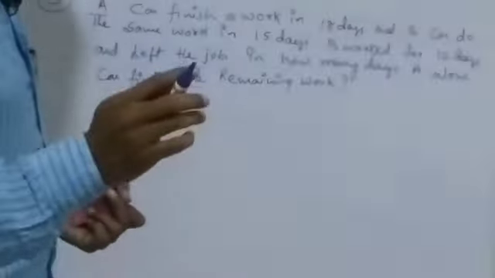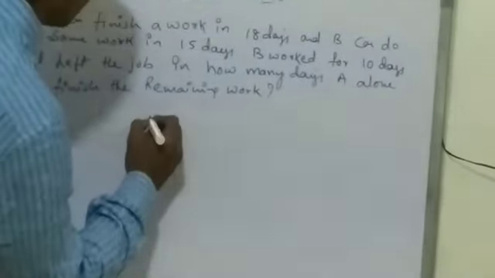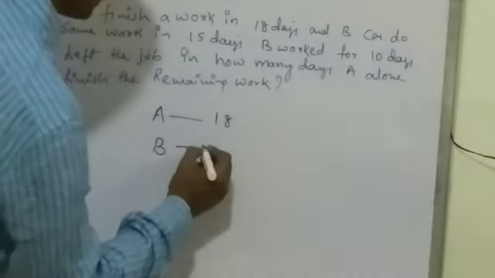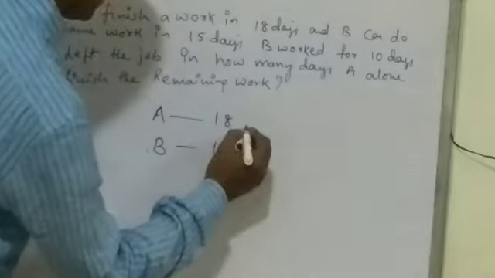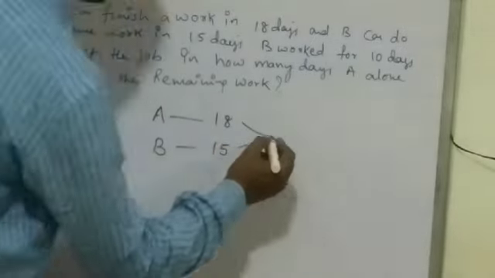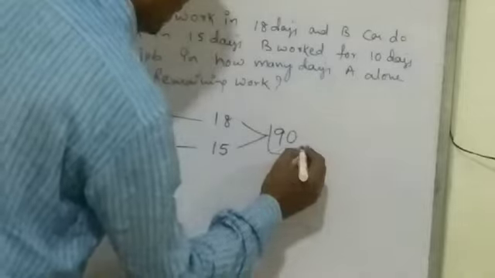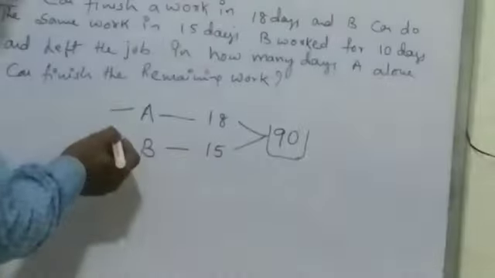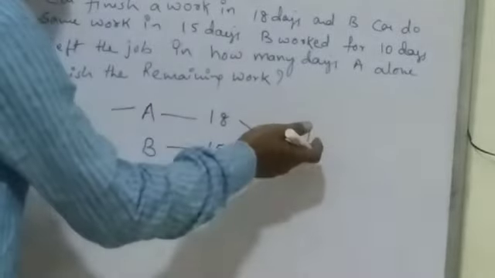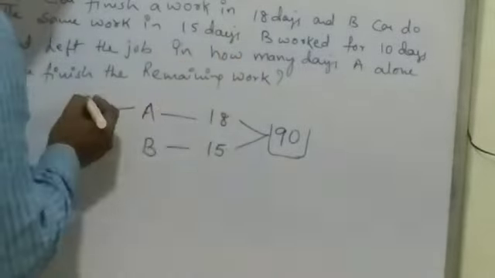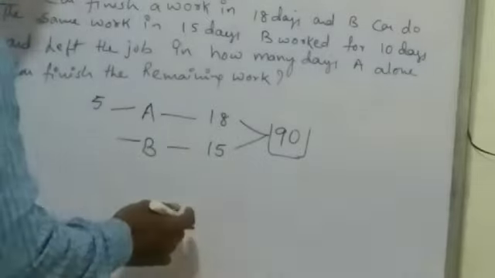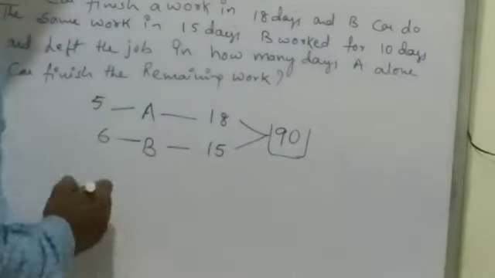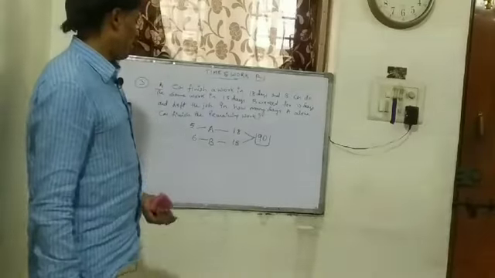So first we have to see how we will do it. A can do the work in 18 days. B can do the same work in 15 days. When we take the LCM, it will be 90. 90 will be the work units. So A can do 90 units of work in 18 days, so per day he will produce 5 units. Similarly, B will do 90 units in 15 days, so per day he will produce 6 units. So this is the method.